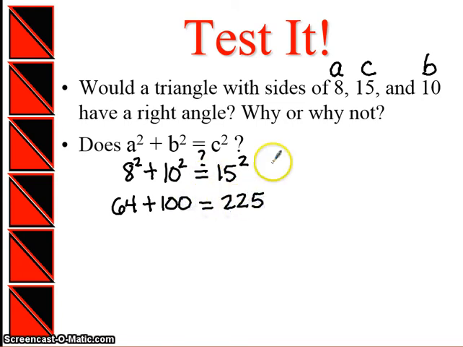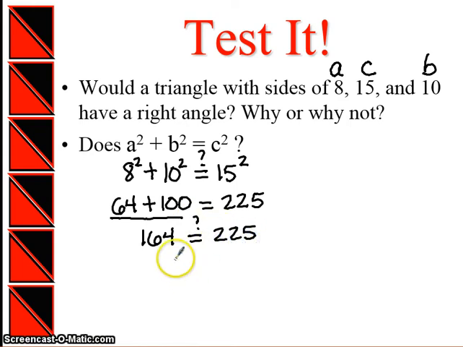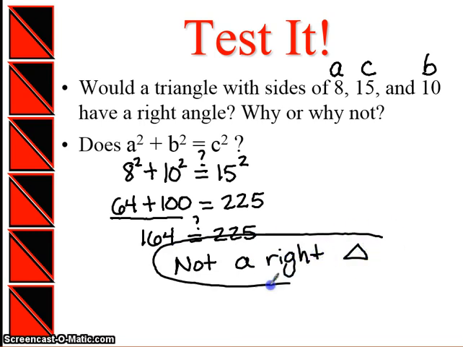And if you didn't know that, you could do it on the side of your paper. 64 plus 100 is 164. Does that equal 225? And the answer is no. So that means this is not a right triangle because A squared plus B squared does not equal C squared.